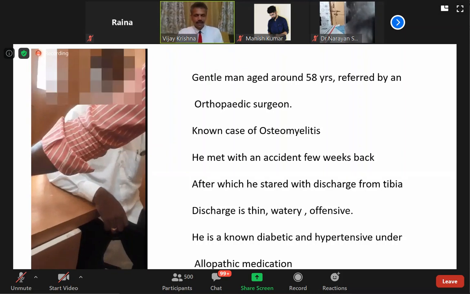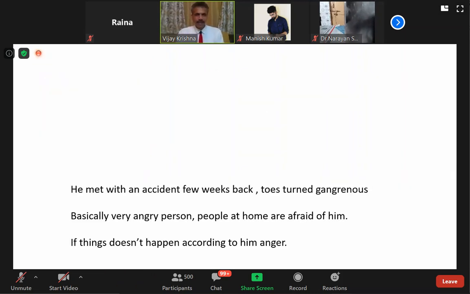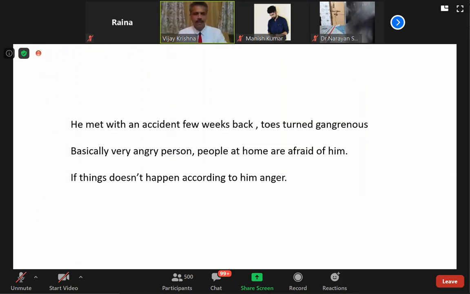See, he met with an accident a few days back. Yeah, this is what I told you. Basically, a very angry person. People at home are very afraid of him. Things should happen according to him. Not only at home, even outside, anywhere. He is a very angry person, and he starts blasting people. This was the small case. Though it was a very lengthy case, I'm just giving you the gist so that you understand.